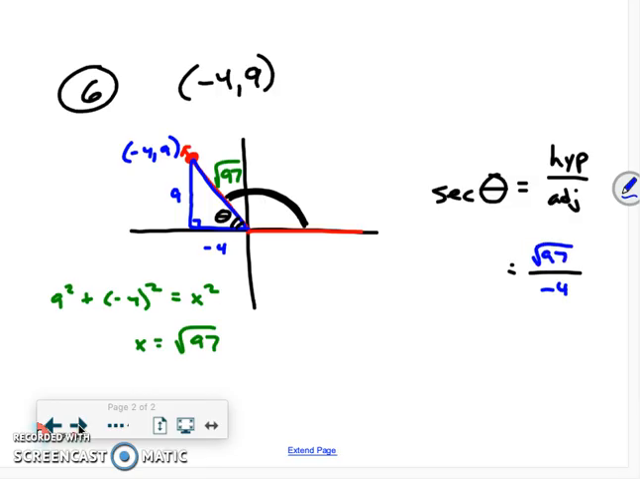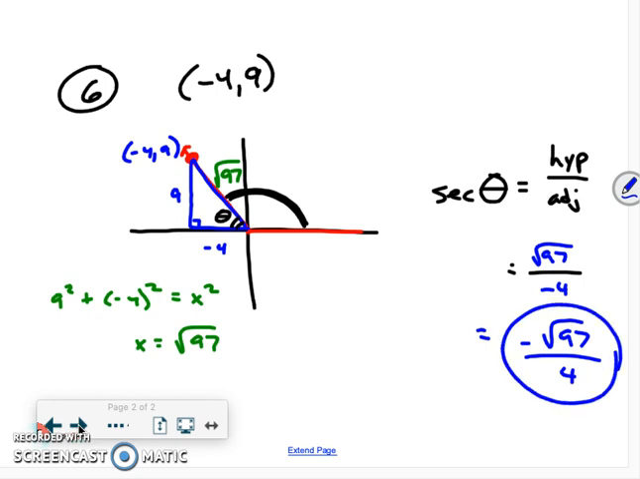So we're left with root 97 over -4. All that I would encourage you to do is bring the negative symbol out front, or even up top, something like that is what we're looking for the secant. Okay? Any questions on number 6 before we move on? All right, number 10.